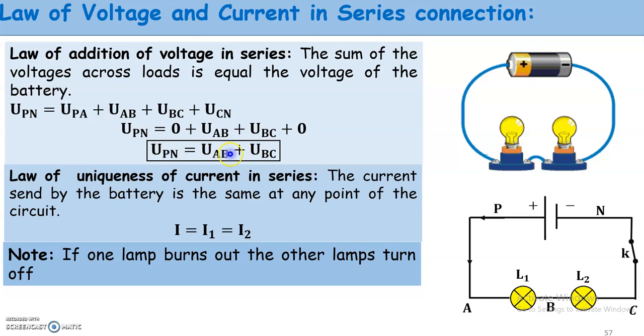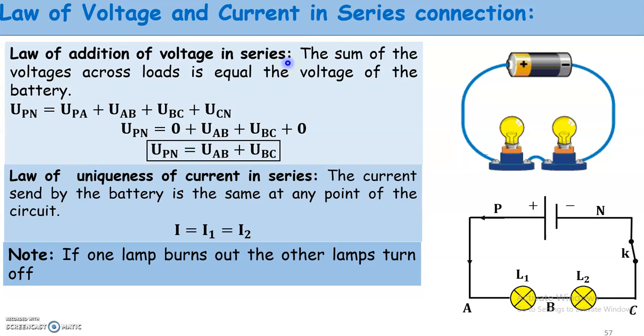So my equation becomes like this: UPN equals UAB plus UBC. What is the meaning of this? The meaning is that if I add the voltage across the first lamp and the voltage across the second lamp, the sum of these voltages will be equal to the voltage of the battery. So here I add, that's why it is called the law of addition of voltage in series connection.